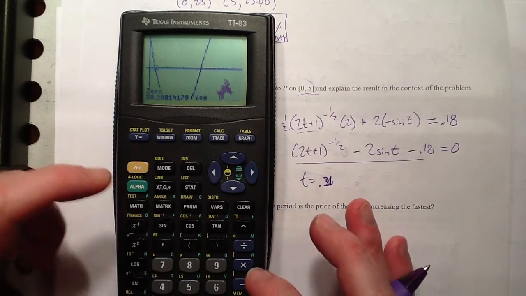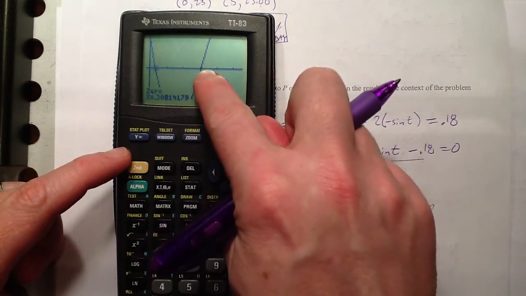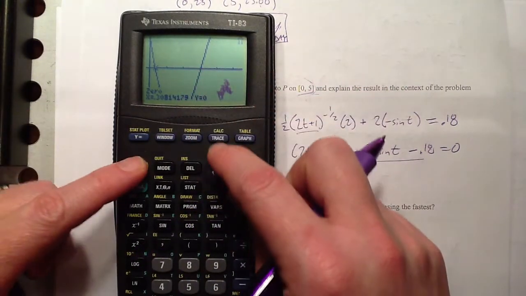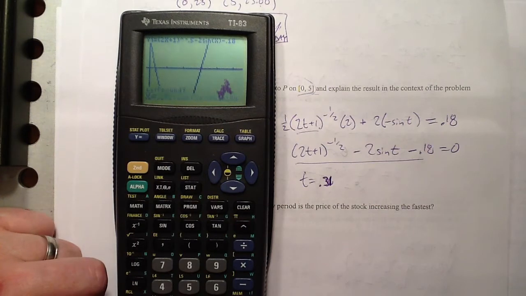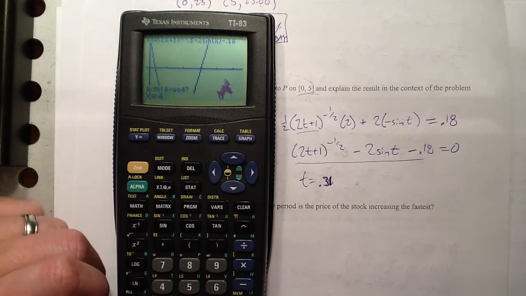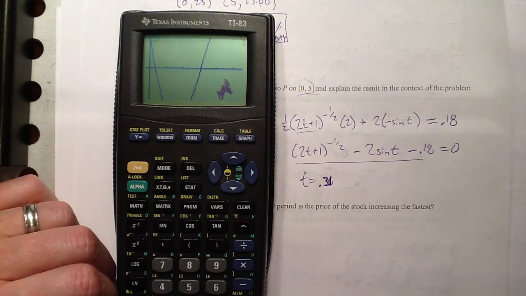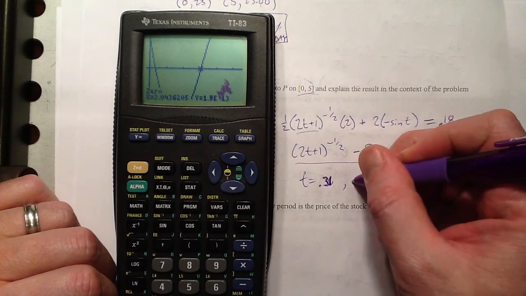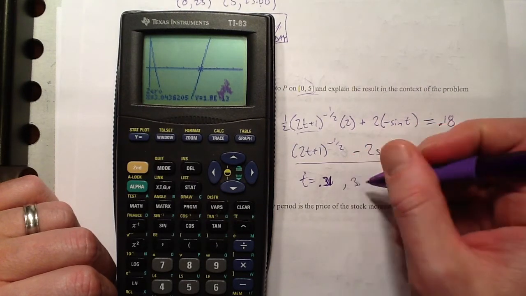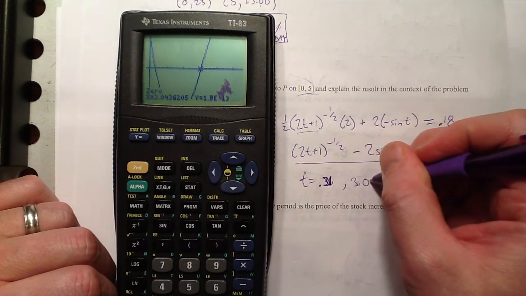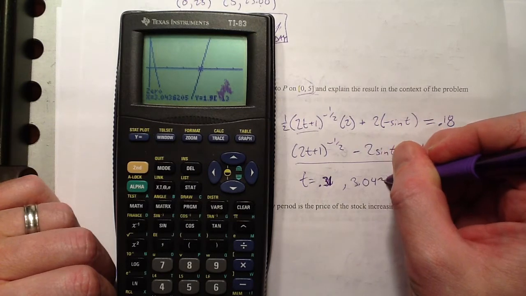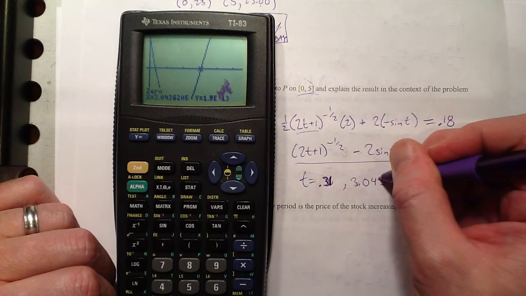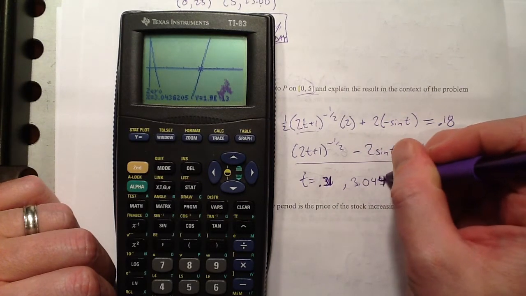And the second one looks like it's right around 3, so in between 2 and 4 anyway. Second calculate 0 in between 2 and 4. At t equals 3.0... I really should round to 3 decimal places there. I'm sorry, because that's what the College Board likes us to do. So 3.044, rounded correctly.